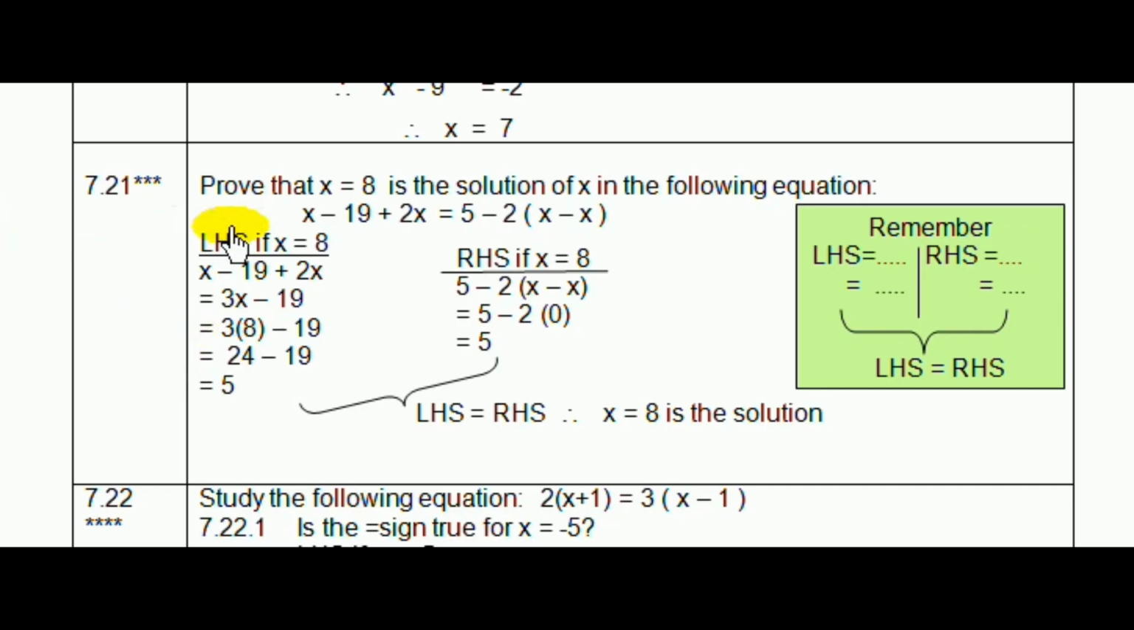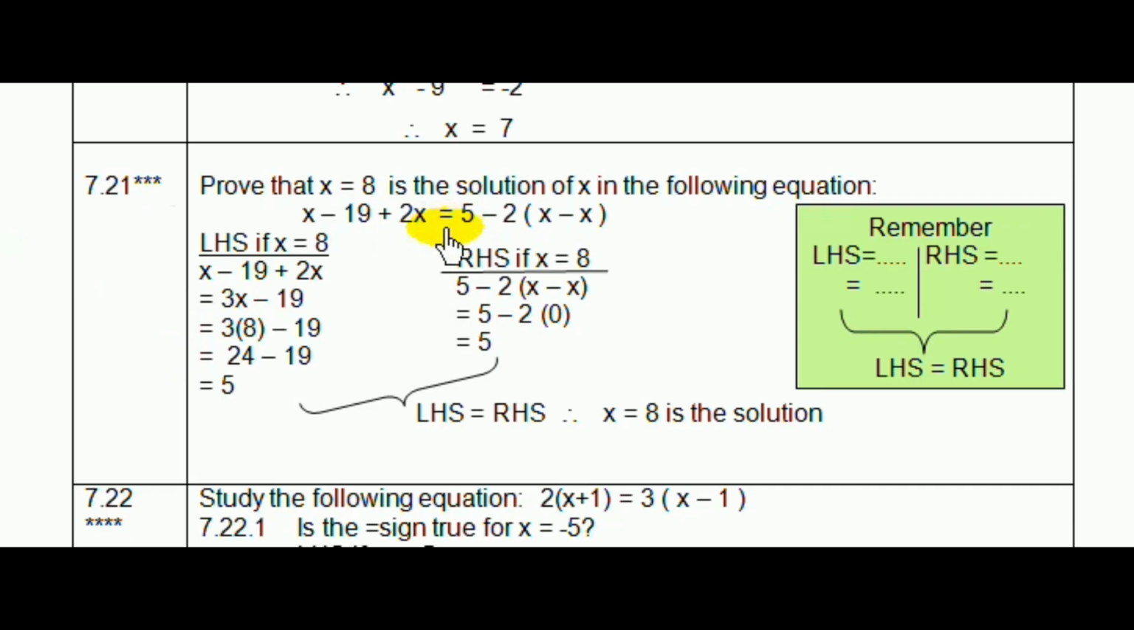7.21 now. Read your question. Prove that x equals 8 is the solution of x in the following. Now, of course, you can do it in the way that you just pretend that you did not see the 8. Take this equation and then go on till you get the answer x equals 8. Then you can do it the same way as 7.20. But I can also just test the answer.